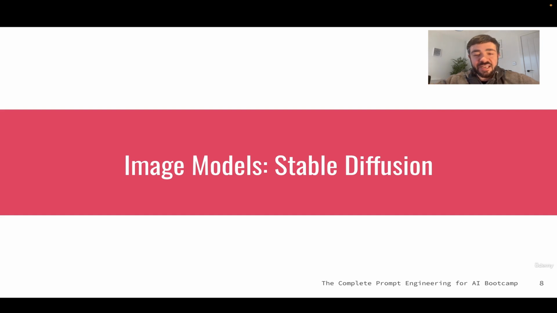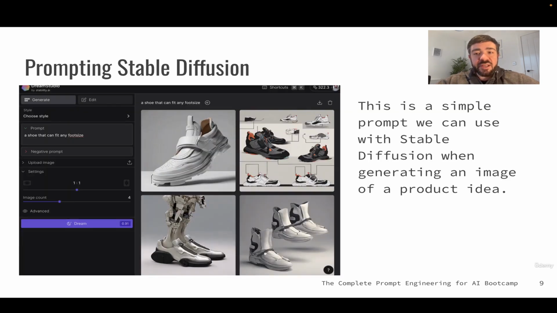The really interesting thing about the principles of prompt engineering is that they apply no matter what AI model you're prompting. So if you look at image models, in this case, Stable Diffusion, we can do the same thing. So again, we're just prompting Stable Diffusion in this case, looking for a shoe that can fit any foot size. So we have our idea, we have our name, but now we're going to generate an image of that product. And it does a pretty decent job. Some of these are kind of ugly, to be honest, but I kind of like the one in the bottom right. It looks like an astronaut shoe. It does look like it could fit any foot size.